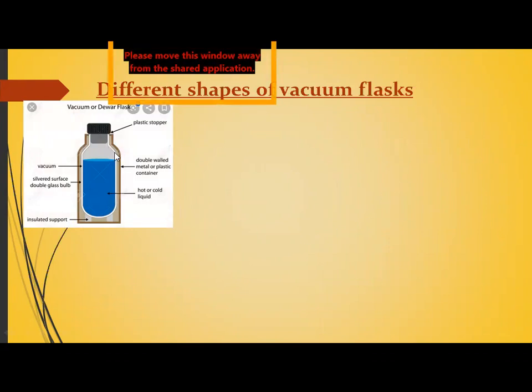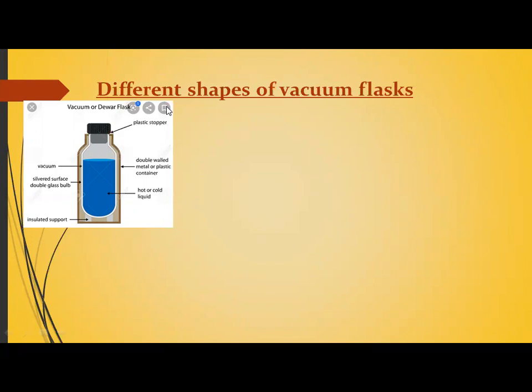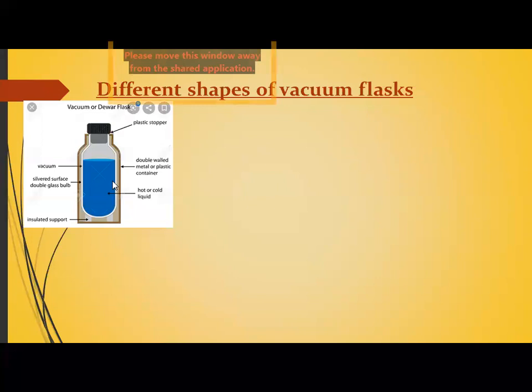They have two layers, two surfaces, the outer surface and the inner surface. The outer surface is usually made up of plastic or steel, and the inner surface is usually made up of glass. A vacuum is created in between the two surfaces, and a cork or a cap or a plastic stopper is placed over it. So this is the first shape, the earlier shape that was used.